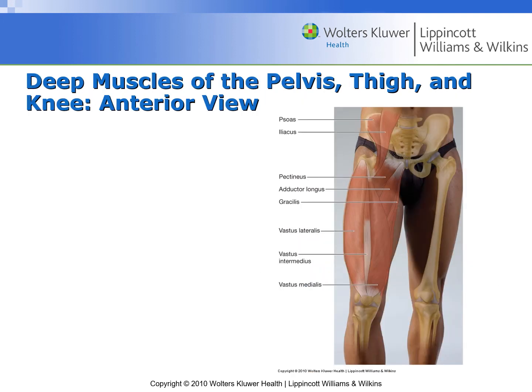Now let's take a look at the deep muscles of the pelvis, thigh, and knee from an anterior view. We see the psoas, the iliacus, the pectineus, the adductor longus, the gracilis, the vastus lateralis, the vastus intermedius, and the vastus medialis.